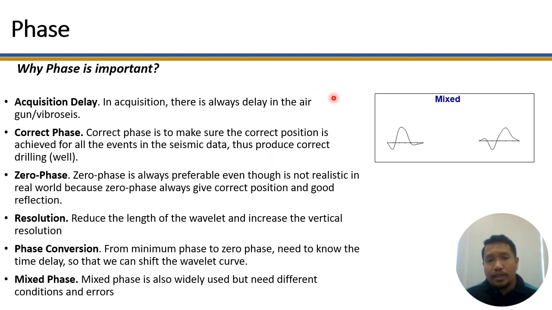The mixed phase seismic data contains a mixture of zero phase and also minimum phase data. Mixed phase data is often used in seismic interpretation because it can be easier to interpret than zero phase data. However, it is important to be aware of the potential error that can be introduced when using mixed phase data. Overall, phase is an important property of seismic data that affects the accuracy and resolution of the seismic images. By understanding the importance of phase, we can better process and interpret seismic data to gain valuable insights into the subsurface.